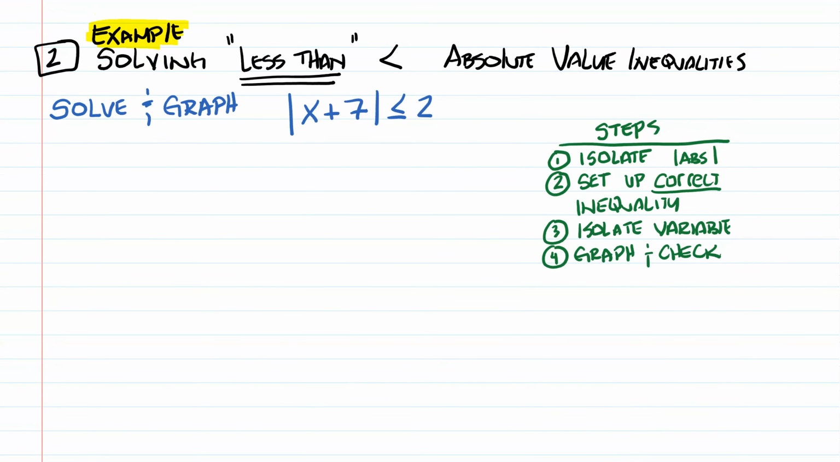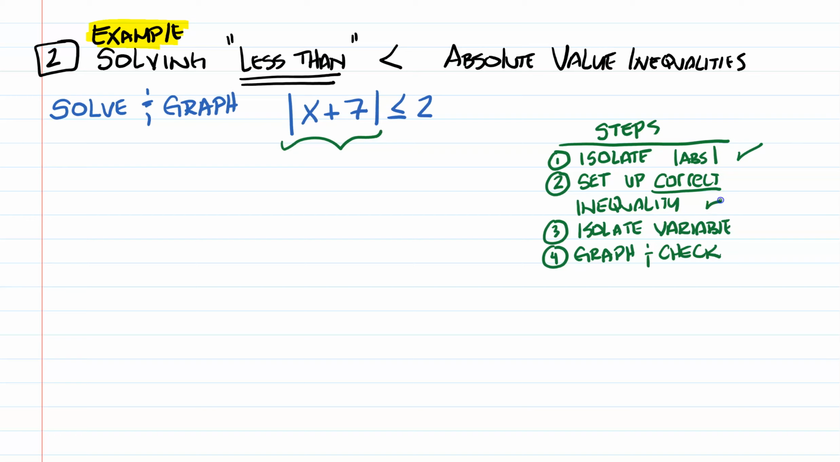Box number 2, we're going to solve a less than absolute value inequality. It says solve and graph the following: the absolute value of x plus 7 is less than or equal to 2. So we want all numbers that are less than or equal to 2 units away from -7. Here are the steps over here. The first thing we're going to do is isolate the absolute value. In this case, the absolute value is already isolated. That's this part, so we've done step 1.